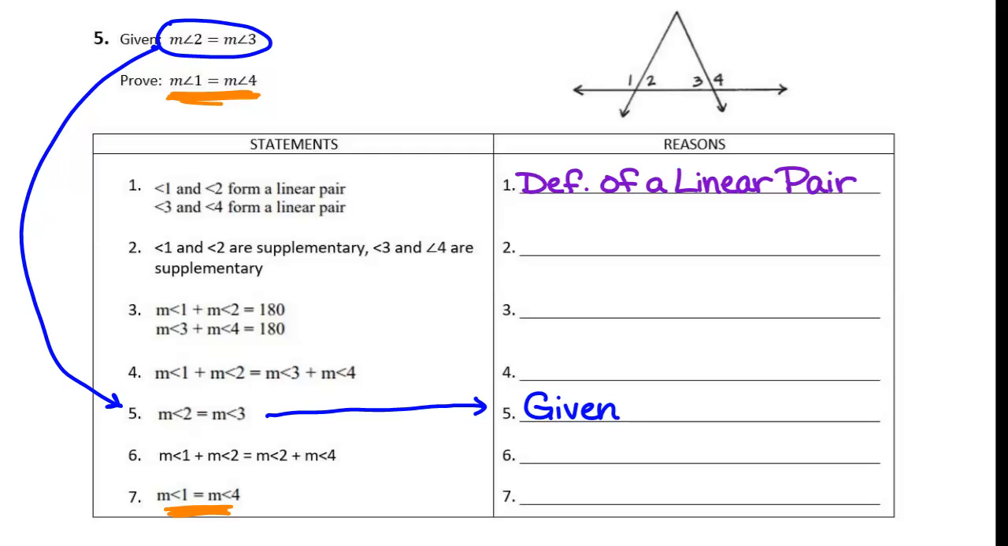I need two angles that are adjacent. They share a side, like this right here. And their non-common sides, like this one and this one, form opposite rays. So when I look at the picture and I pick out, aha, that's a linear pair, that is using the definition of linear pair. What do they say in statement number 2?